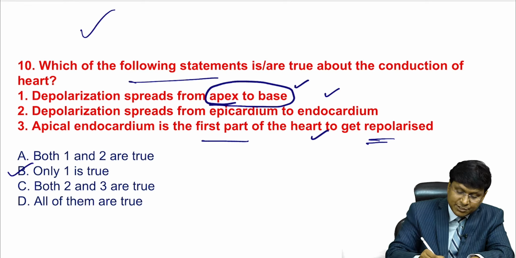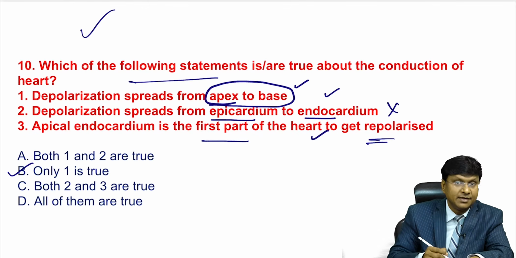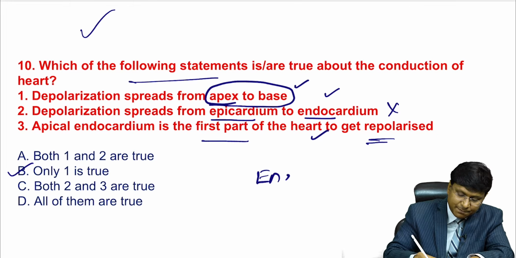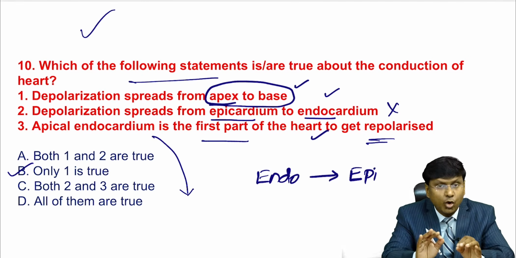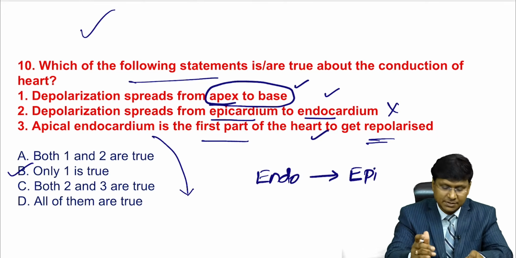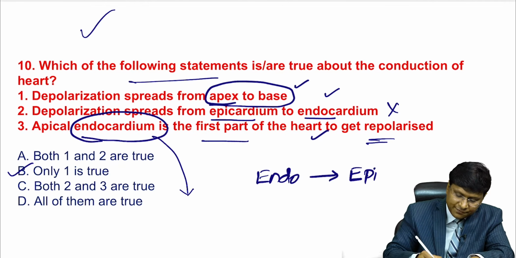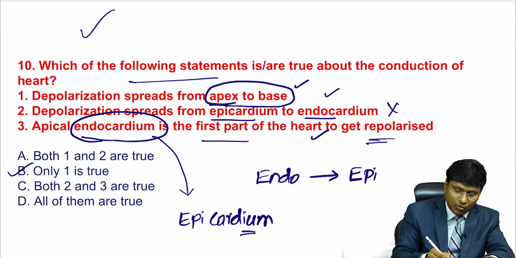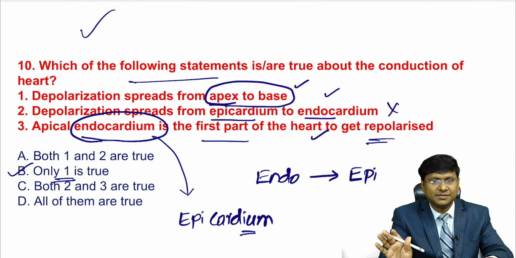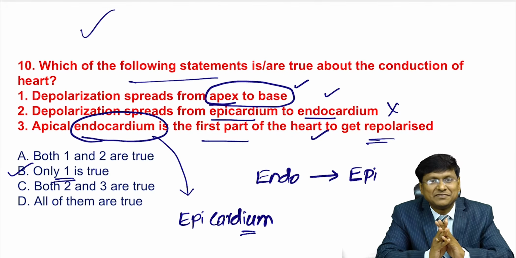Depolarization spreading from epicardium to endocardium is a wrong statement. Depolarization always spreads from endocardium to epicardium. Whereas what will repolarize first? It is not the endocardium, it is the apical epicardium that is being repolarized first. So the only true statement here is the first option. These are some of the very important questions in the topic of cardiology.